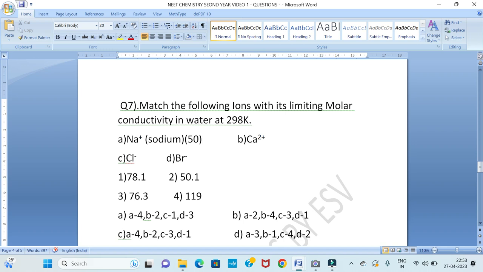Okay. Next, calcium. B4. 119. L means L, 11 means L, the letter number. 9 means I.